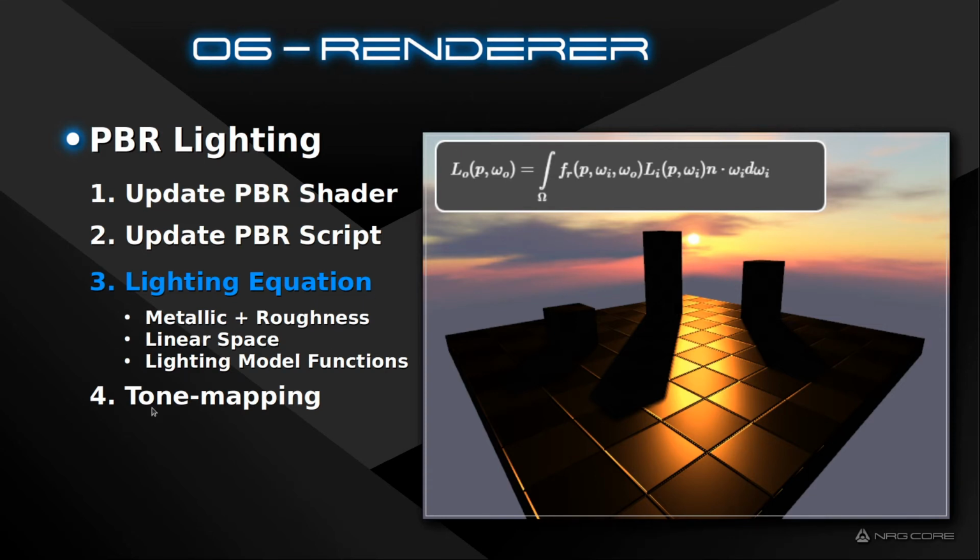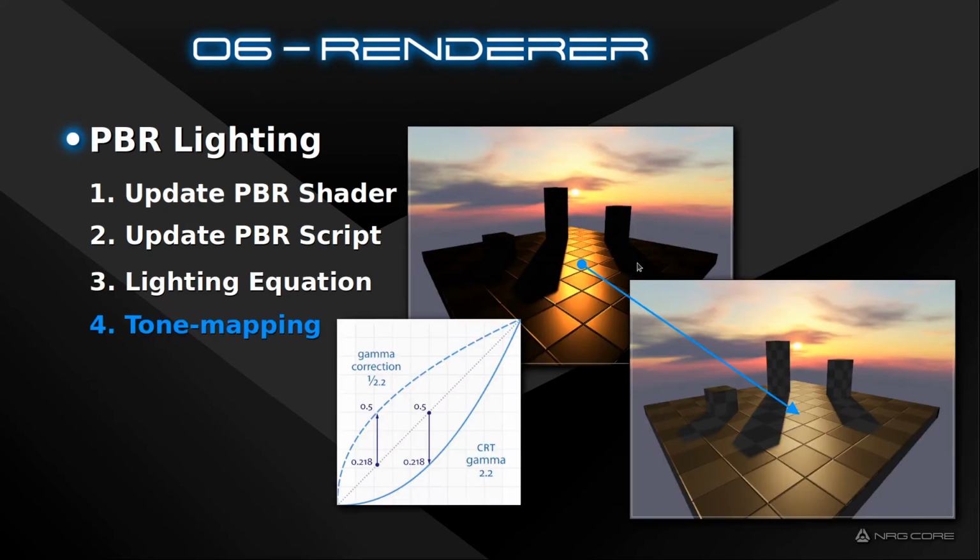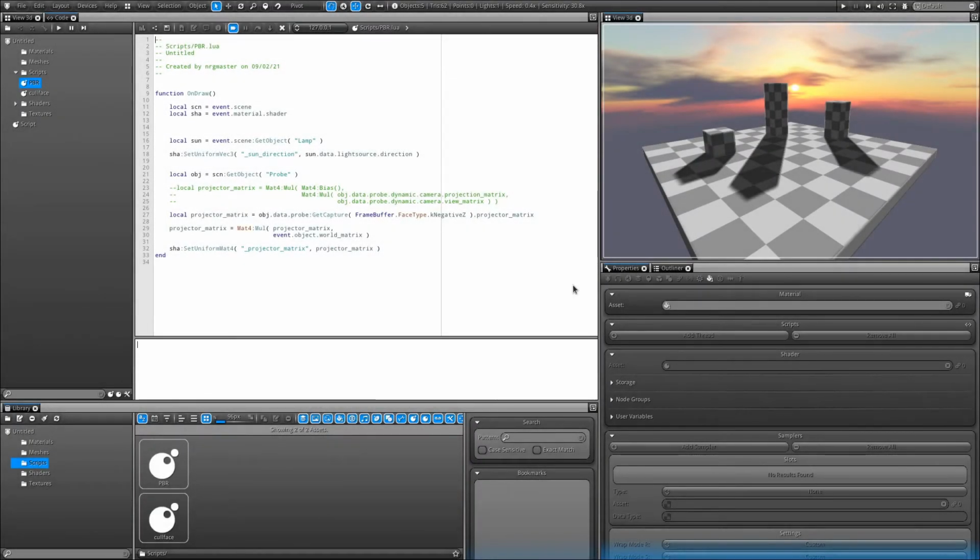The final step will be to convert the result from linear space to gamma space, applying tone mapping. And our basic final result will be converted from this to this, where we have basically our light and our shadow that is properly calculated, just as we did in the previous section. With our shadow implemented, we are now going to move on and implement PBR lighting.